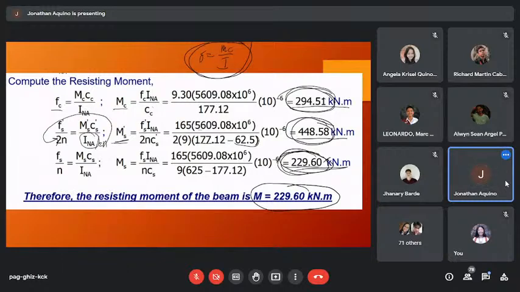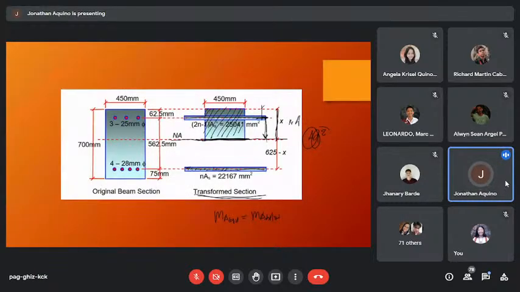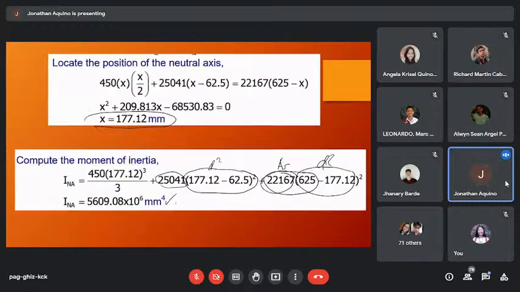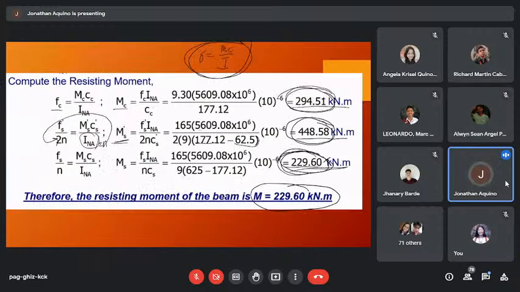So the double reinforced beam is like a single reinforced beam, you just convert the equivalent steel. The only difference is that in single reinforced, there is no compression steel, while in double reinforced, there is compression steel. Once you convert it into the transformed area, you can easily solve for either the stress or the moment capacity of the section.